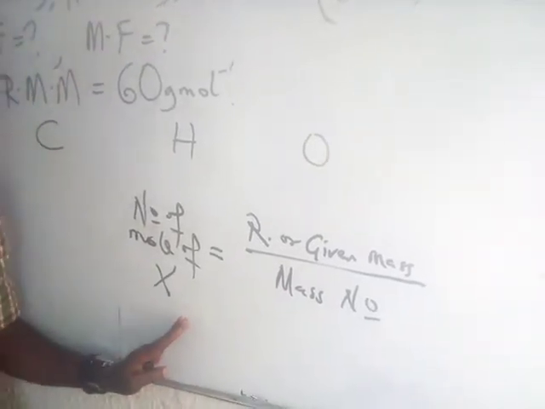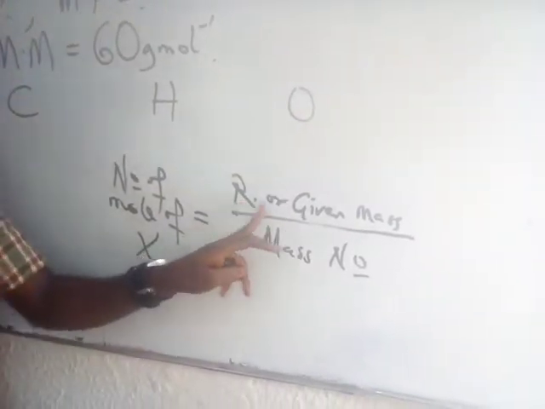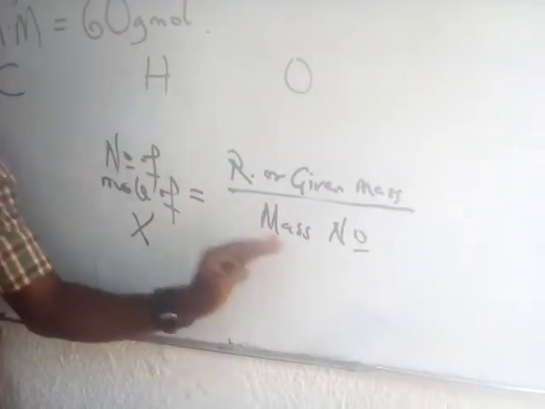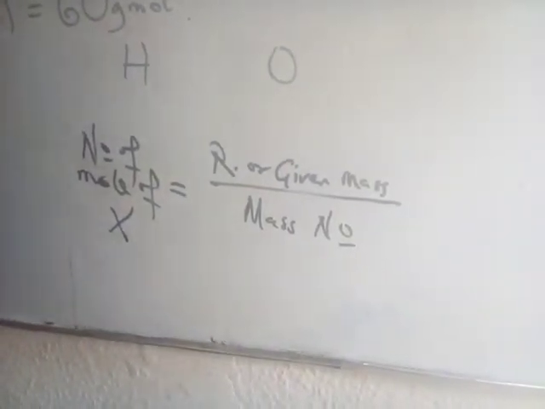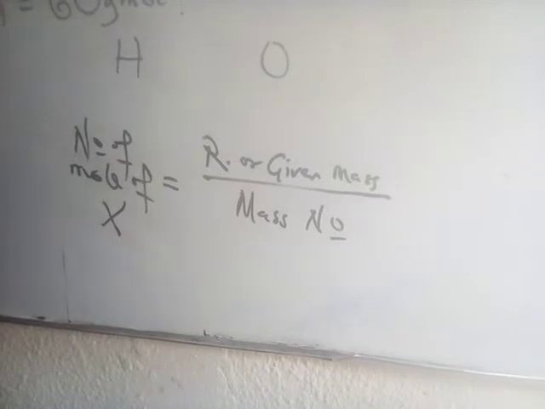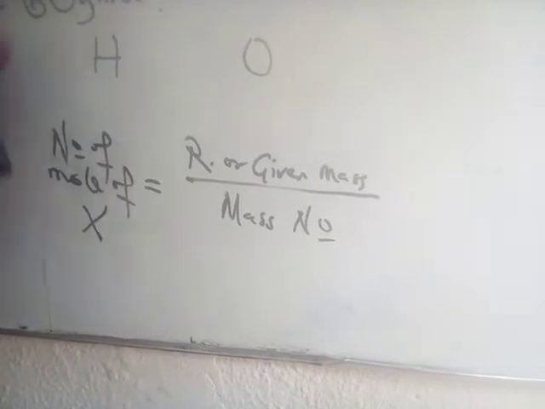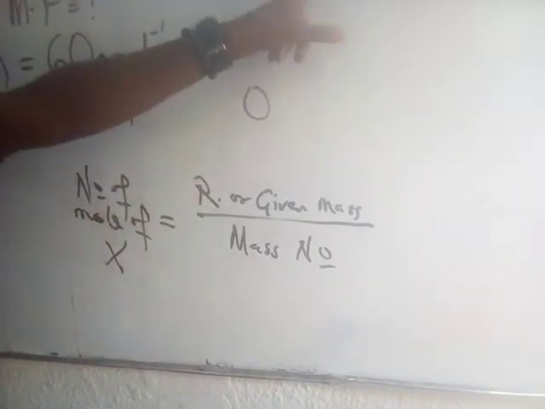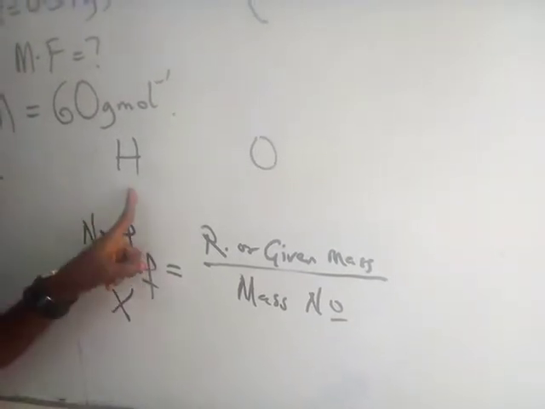This is what we want and this is what we need. The number of moles of an element X is simply the relative or given mass over the mass number. What's the difference between relative mass and mass number? Relative mass is when they tell you that the carbon I'm giving you is 30 grams, 20 grams, 5 grams, or 11 grams. That mass is called the relative or given mass. But carbon as it is, its mass number is 12. Do you understand?